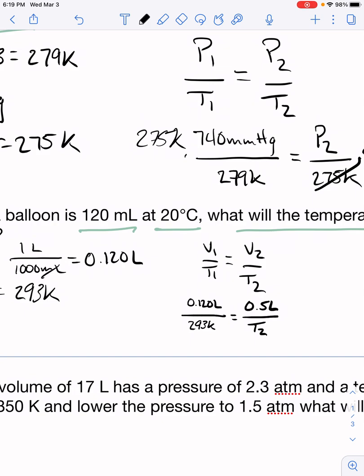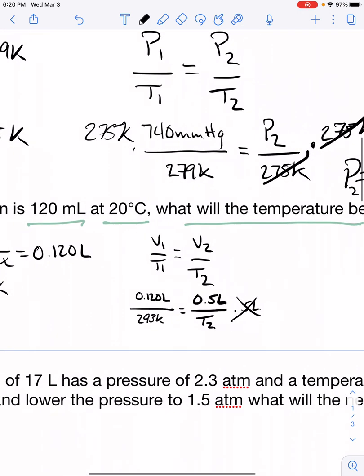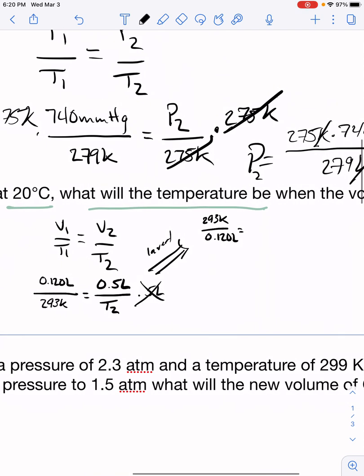Now, students often make an error here, and they try to just multiply the 0.5 liters across, which is the wrong thing, right? Because you're actually just solving for 1 over T2. So a little trick, let's go ahead and invert, or take the inverse of both sides. And so we're going to put 293 Kelvin on top and 0.120 liters on the bottom, and have that equal to T2 divided by 0.5 liters.